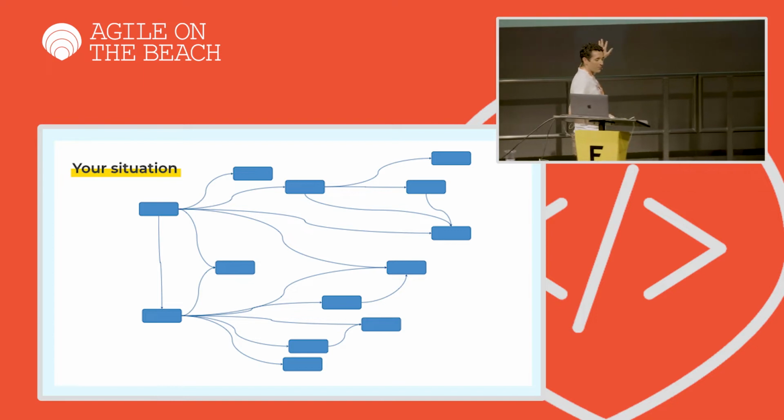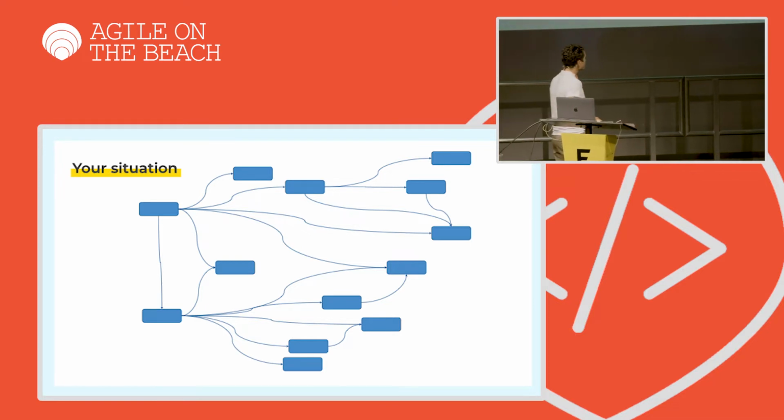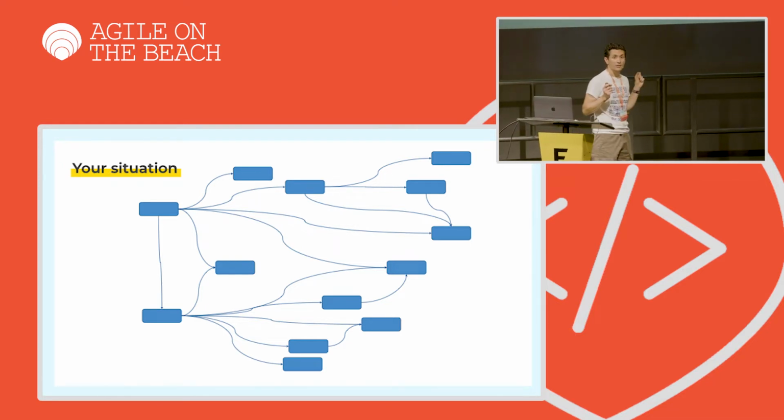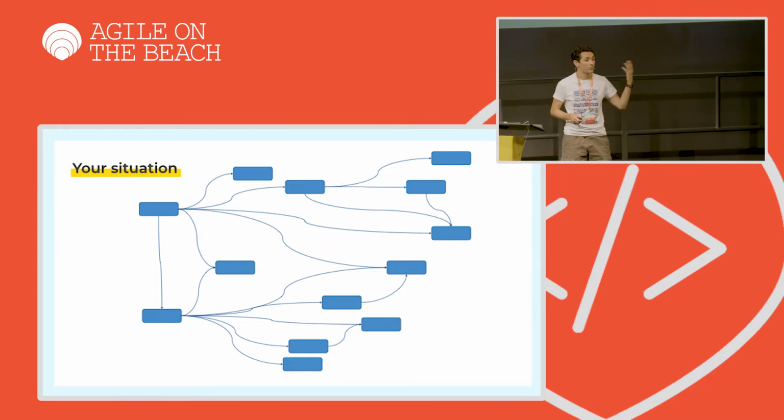Anyway, so this is, let's say, a simplified picture. You just multiply this times 10, and then you get your environment. But this is actually not really what you have, because this is just one of the instances. This is just one of your environments. Let's say this is production.